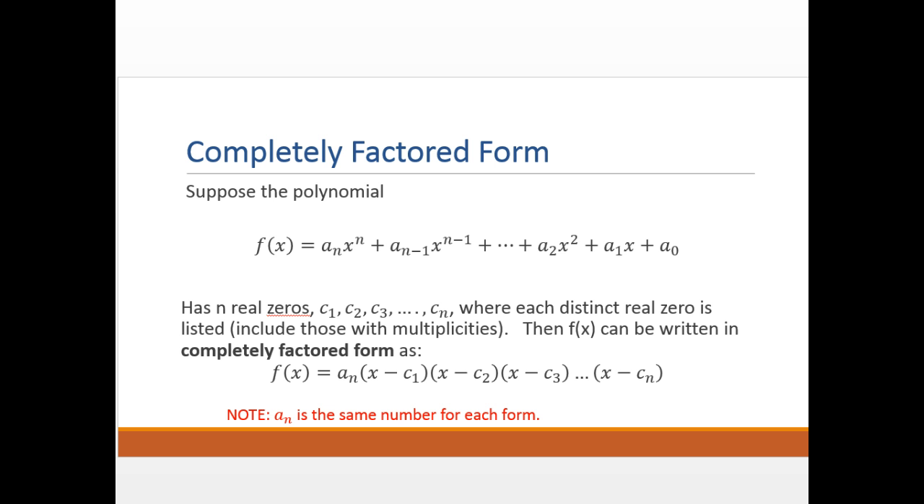Let's look at something called the completely factored form. This was the original polynomial I gave you. Remember the ugly coefficients in descending order? This has n real zeros. Say it has n real zeros, c1 through cn. Each distinct real zero is listed, including those with multiplicity. So c3 and c4 may be the same, but I'm going to still list them as c3 and c4.